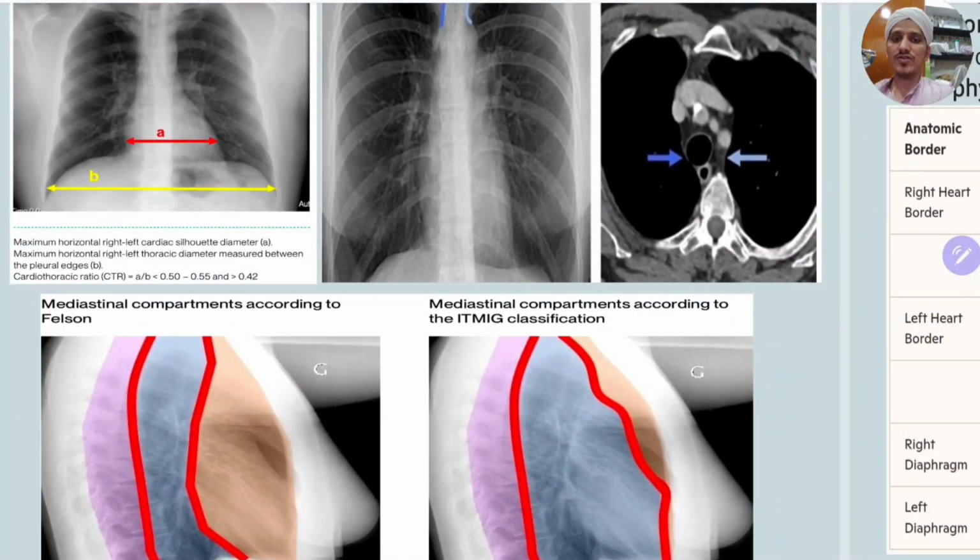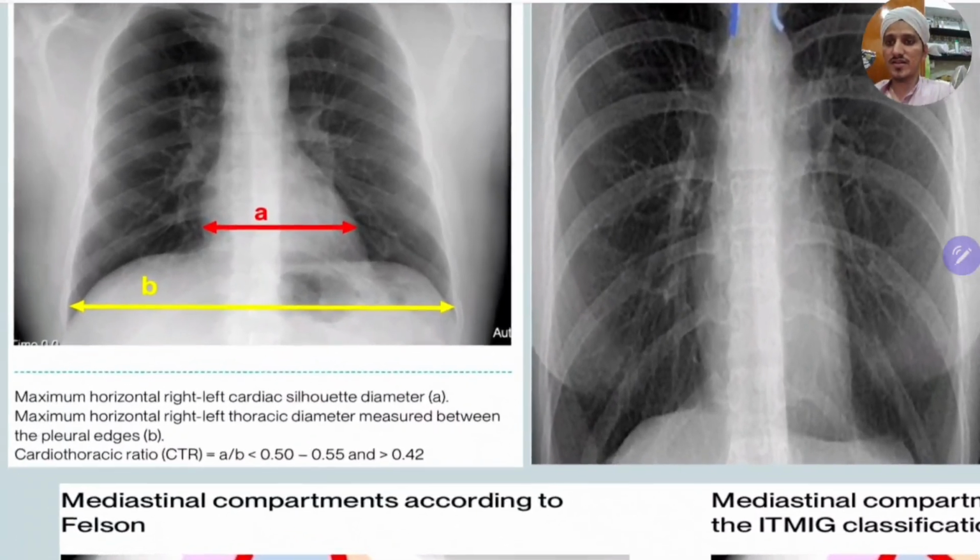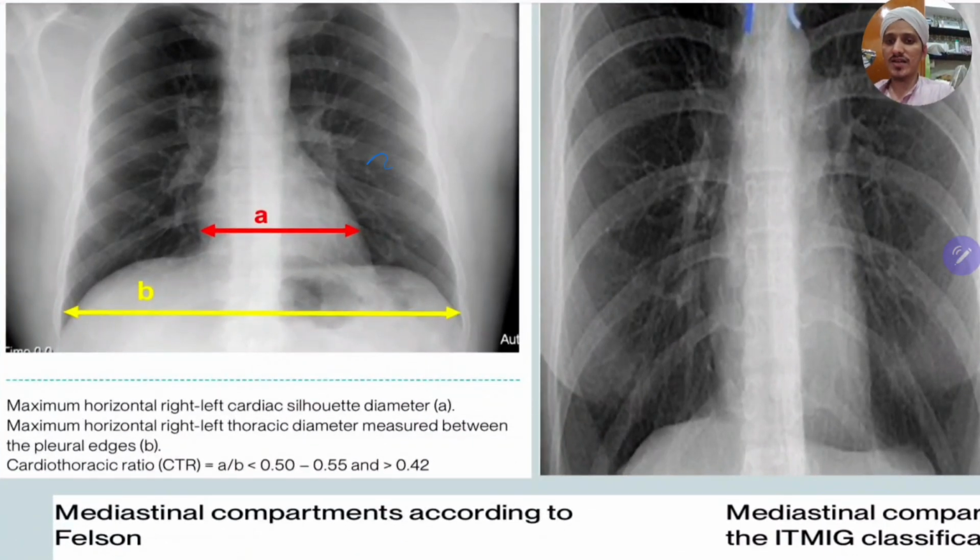These are all about the mediastinum: cardiothoracic ratio, these lines. And one more thing, I said about left ventricular enlargement and right ventricular enlargement. When there is right atrial enlargement, this border is nothing but the border of the right atrium. This is the right atrial border. So this will be enlarged in case of right atrial hypertrophy.